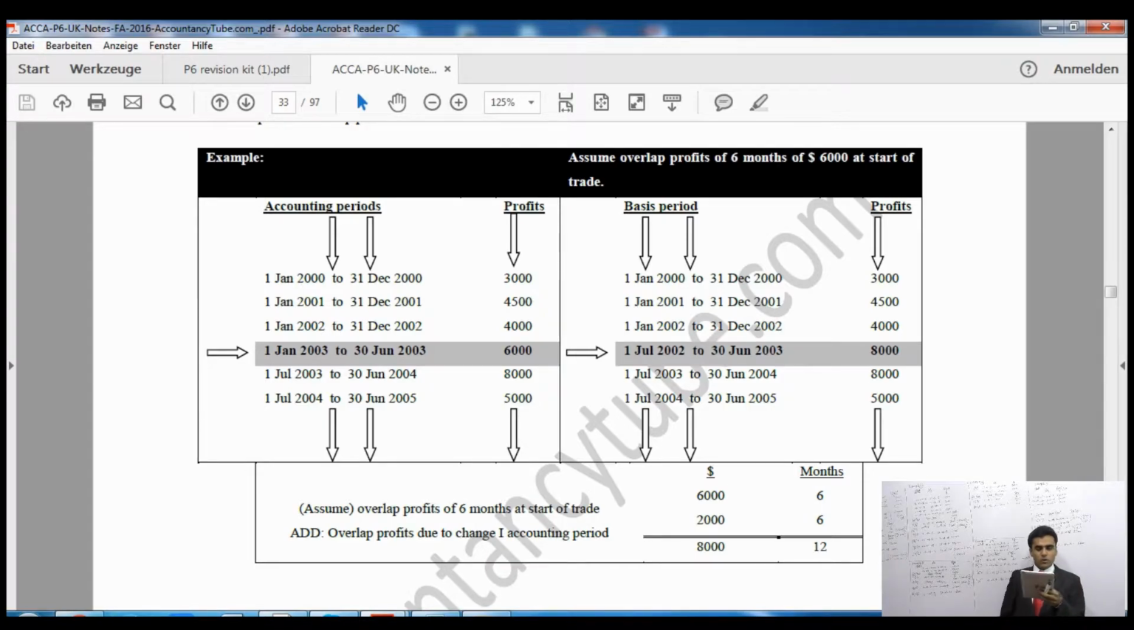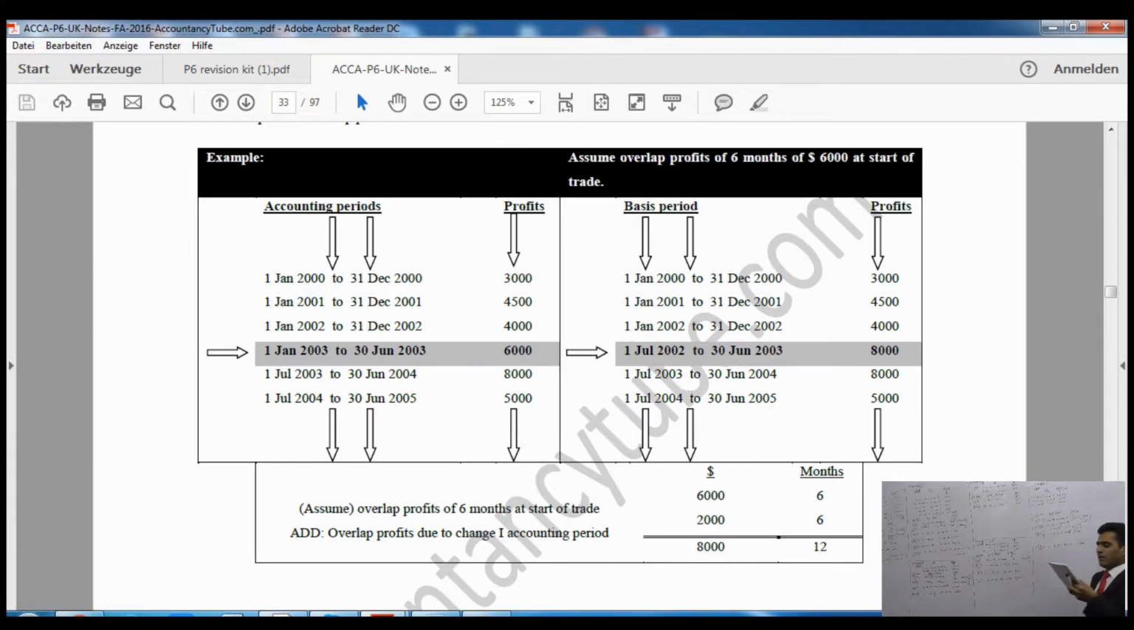Right. So what happens is that when a change results in a short period of account which is less than 12 months, then what we do is we make it the 12 months to the new accounting date. So the new accounting date is 30th of June 2003. Now if we take the 12 months before that, obviously it will start on 1st of July 2002. So 1st of July 2002 to 30th of June 2003. All right.